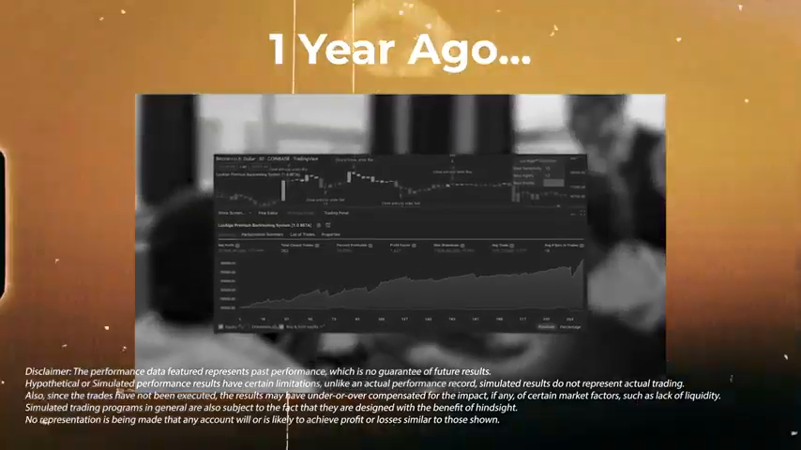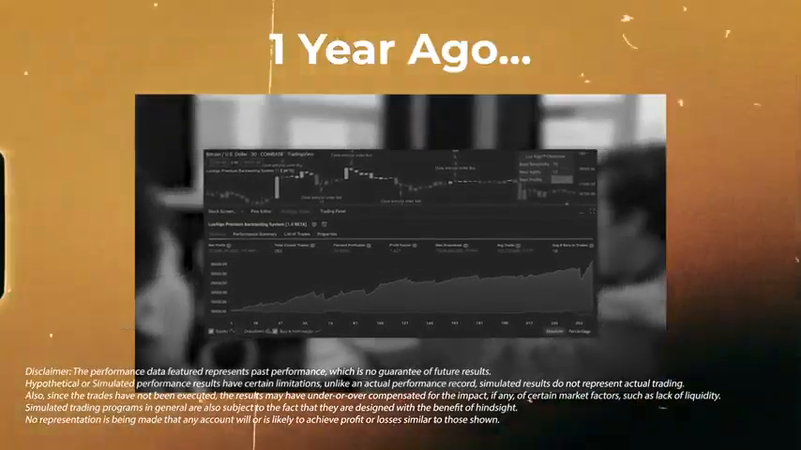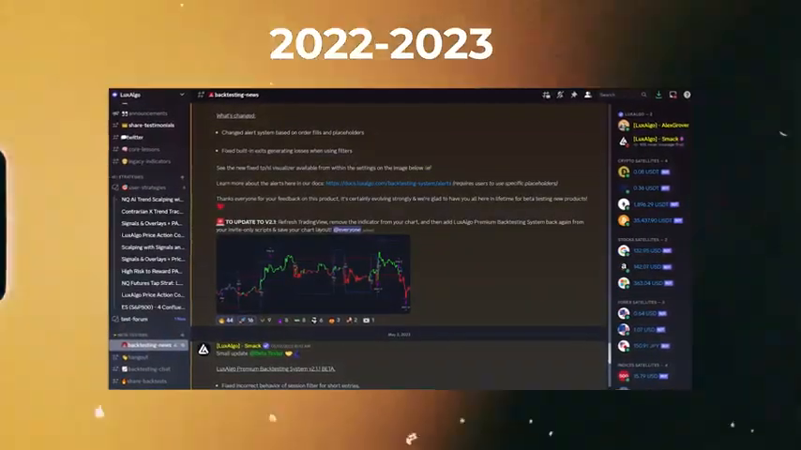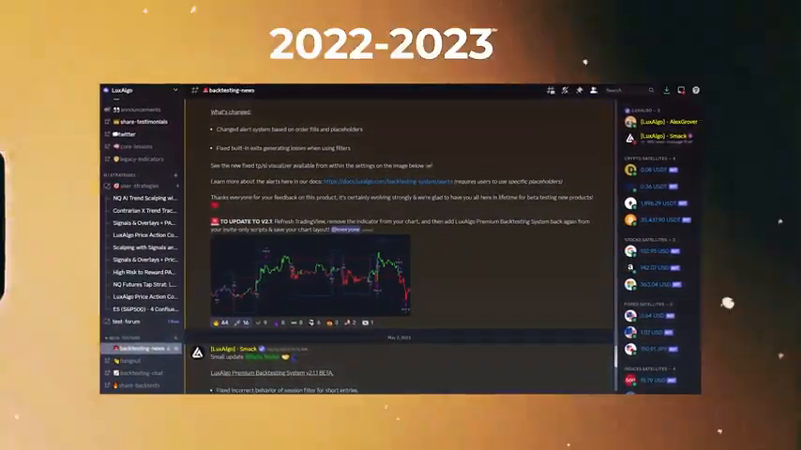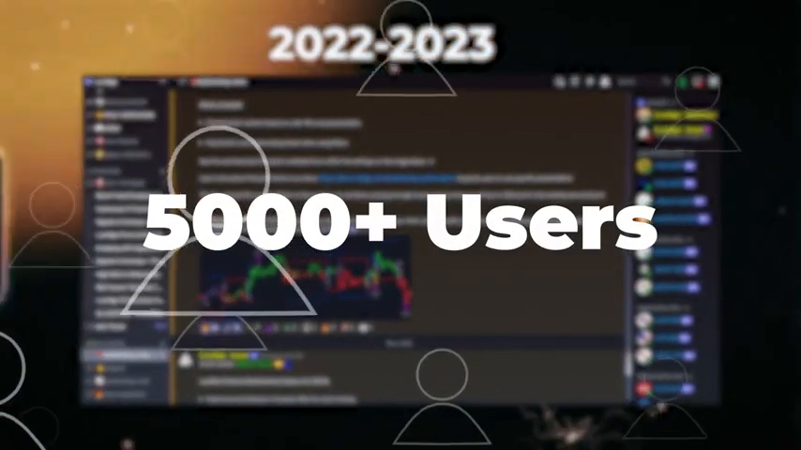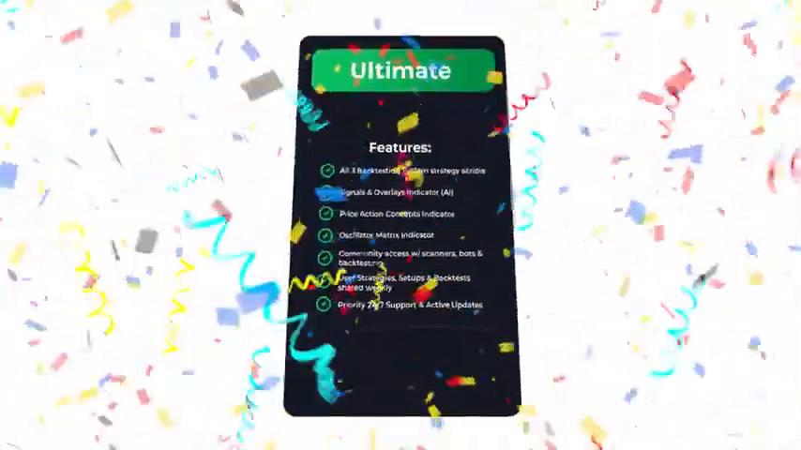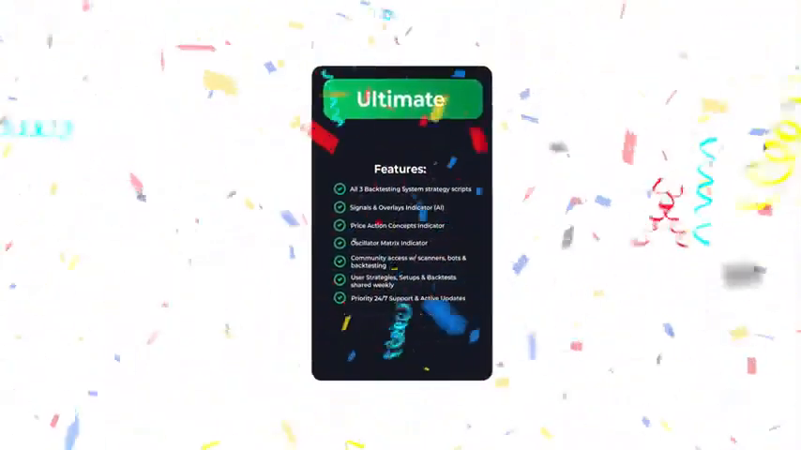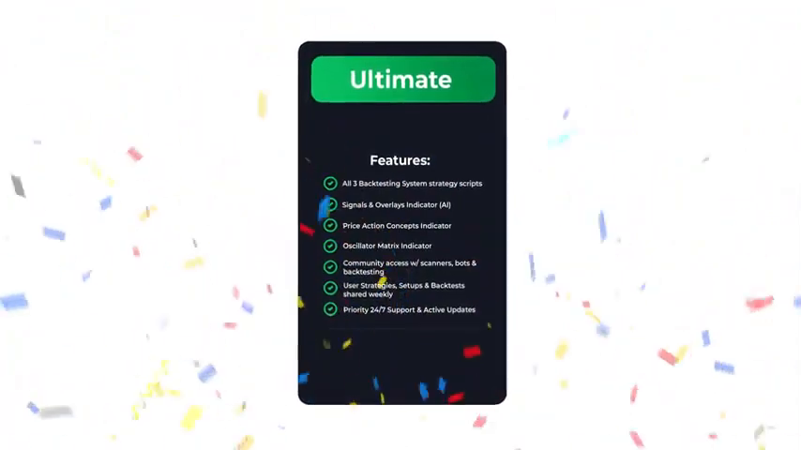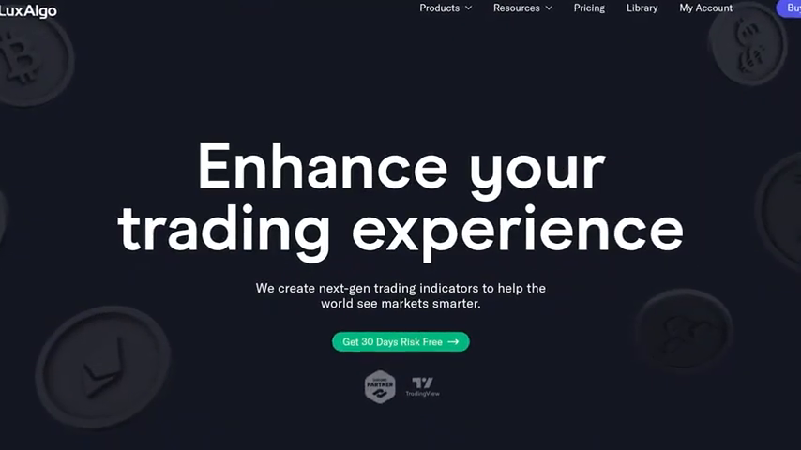About 1 year ago today, we released our backtesting system product in beta. And throughout this last year, we collected tons of ideas and feedback from the around 5,000 users who became our initial beta testers. And today, the full public release of our backtesting system product is finally here, now included in the ultimate plan on LuxAlgo.com.